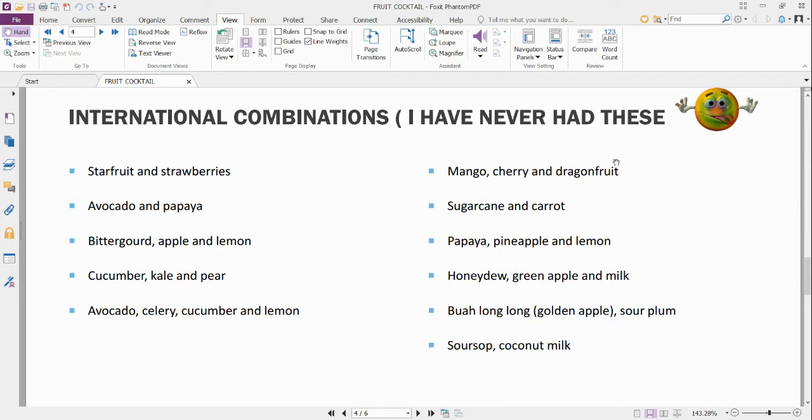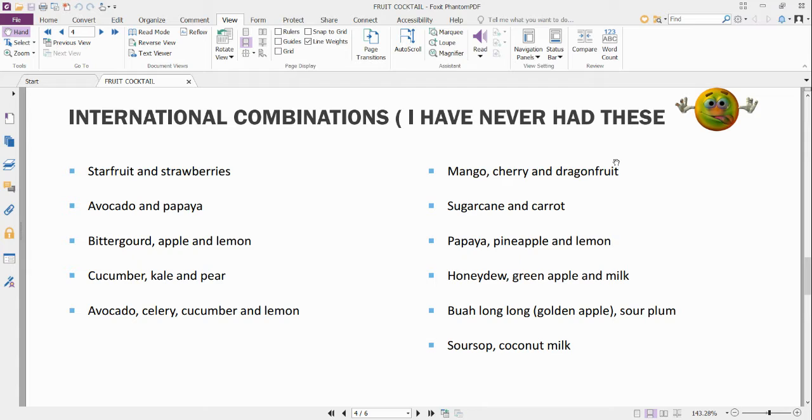Some of the international combinations I got off the internet. Some of them, actually, let's say about maybe four fruits, I haven't eaten here. So I wouldn't really talk much about them, but this is just to showcase what combinations are out there. And also you can get this information about the various fruits. I'll share the link where I got this information from.